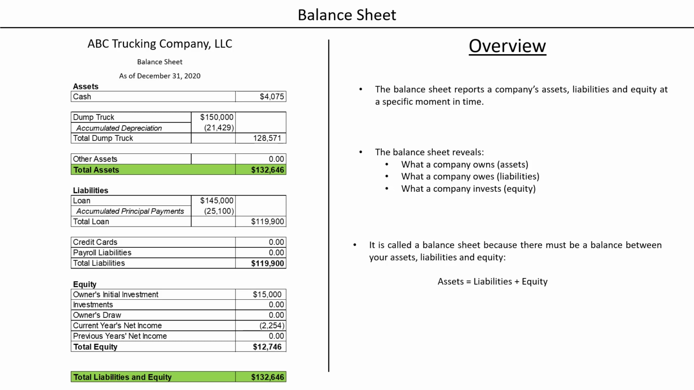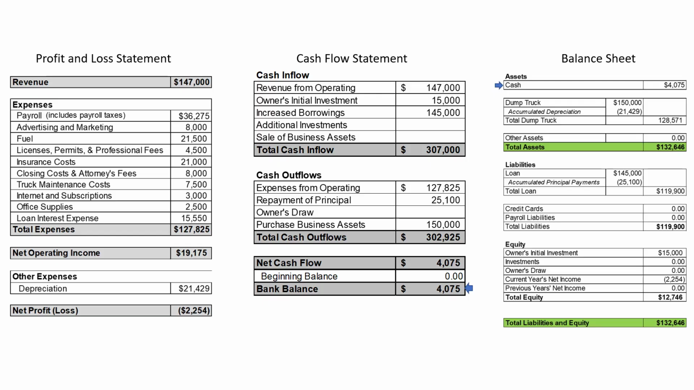It is important to note that all three financial statements are connected, which means that a financial transaction recorded on one statement can affect the totals on the other two statements. Here's a visual depiction of three connections between the three financial statements. Let me give you an example of how the connection works.